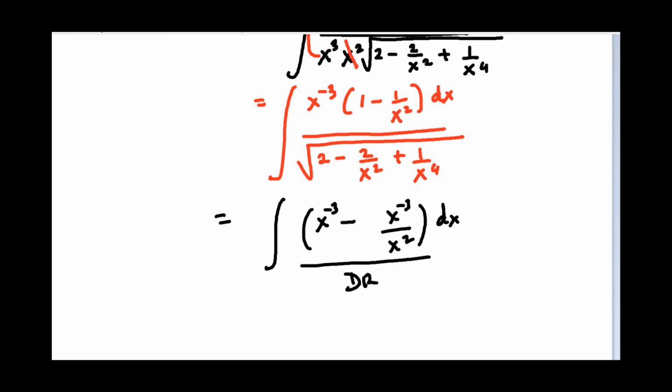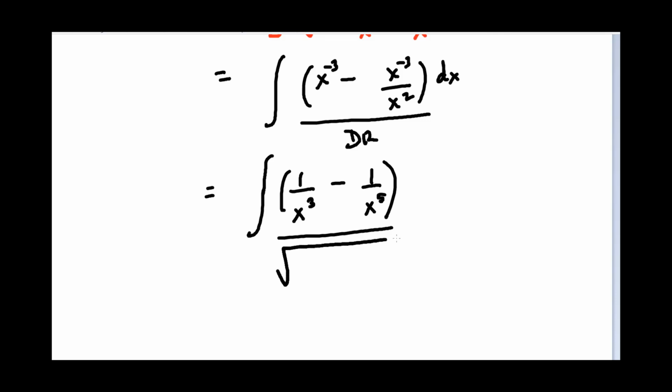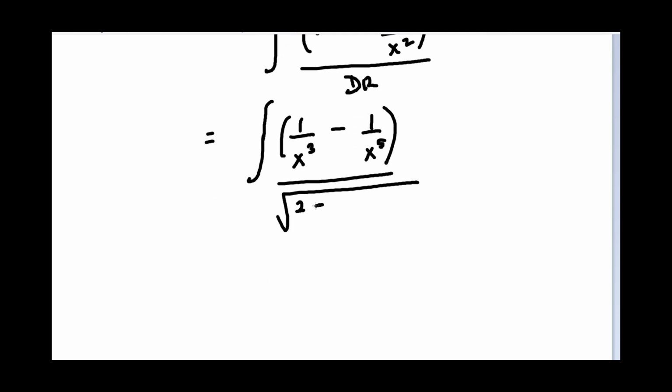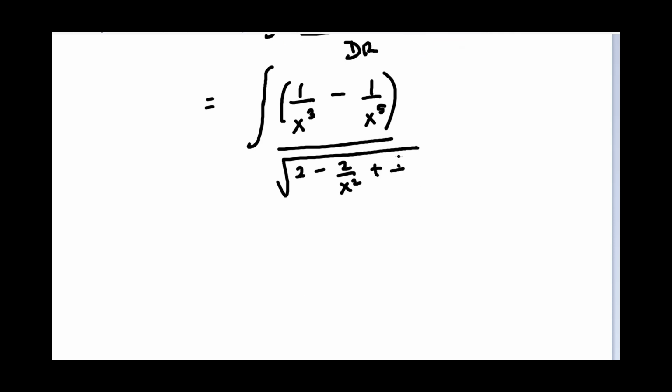Now bring x to the power of negative 3 to the denominator. So this is equal to 1 over x to the power of 3 minus 1 over x to the power of 5, divided by the square root of the quantity 2 minus 2 over x squared plus 1 over x to the power of 4, times dx. Now we need to make a substitution.